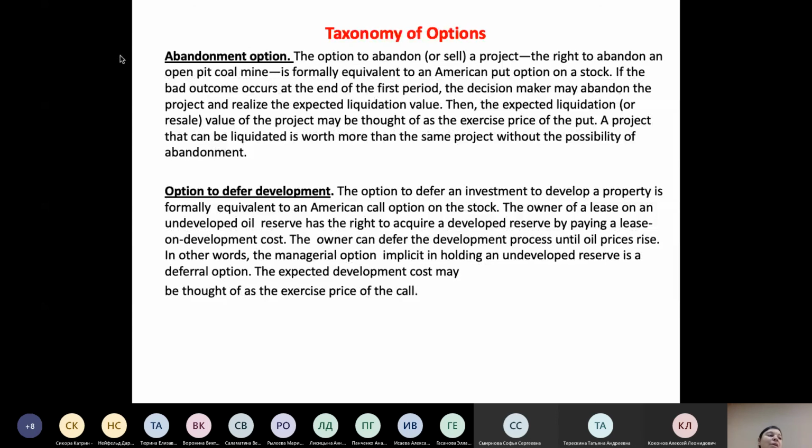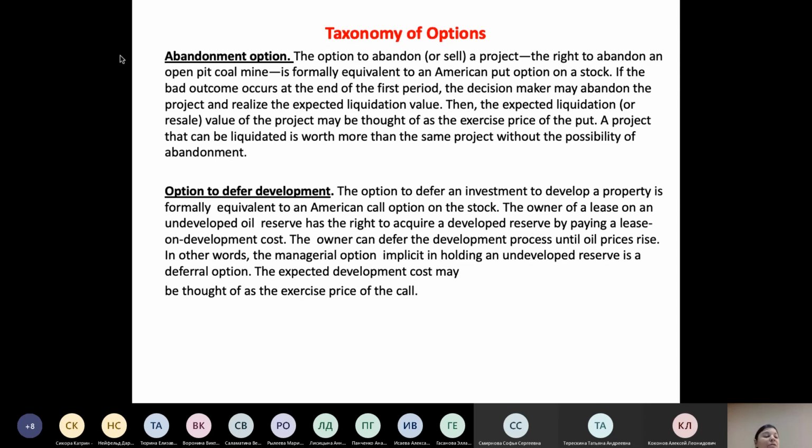In other words, when you calculate the net present value of this project, you calculate it based on expected financial results plus the liquidation price or liquidation value of the equipment or the technology.